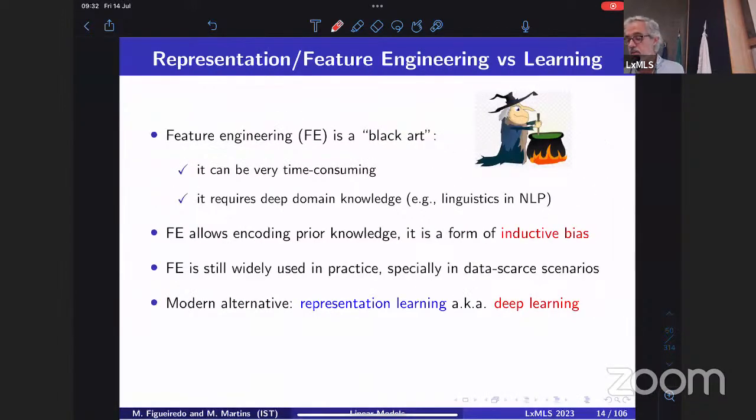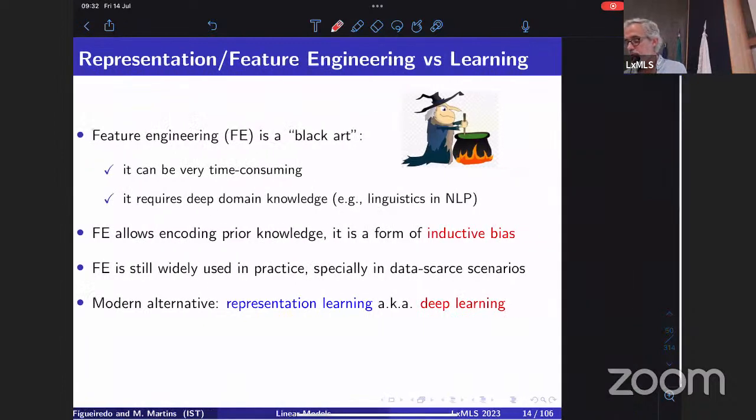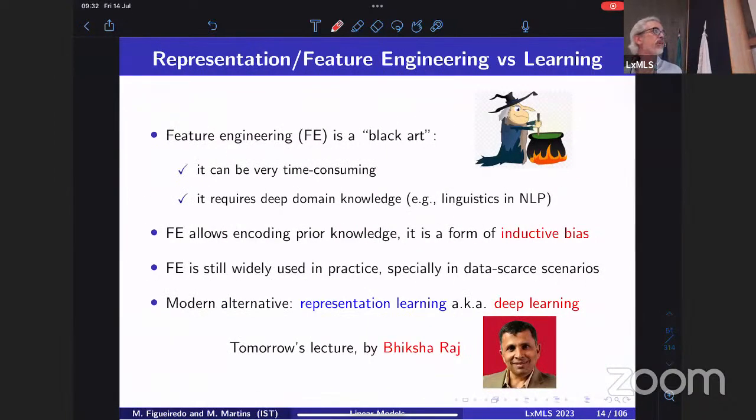Of course, the modern alternative, which is sometimes euphemistically called representation learning, is essentially deep learning. It's what's mostly studied today, and this will be the topic of tomorrow's lecture. Bishka Raj will be giving you the talk tomorrow about deep learning. Okay, so that's it. Bye-bye.